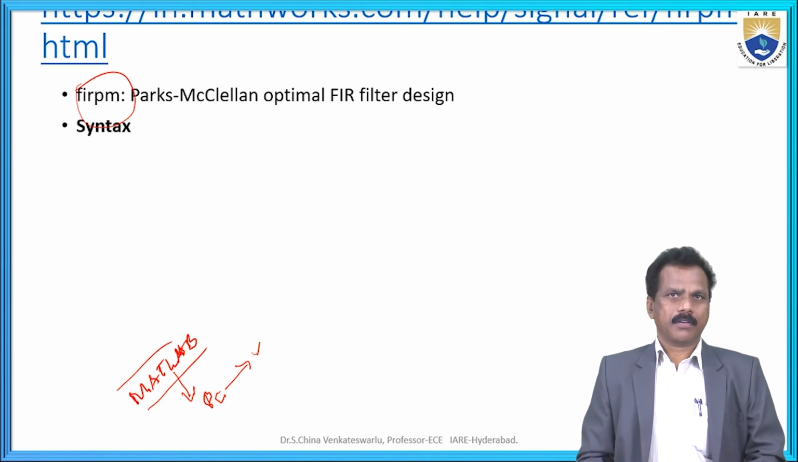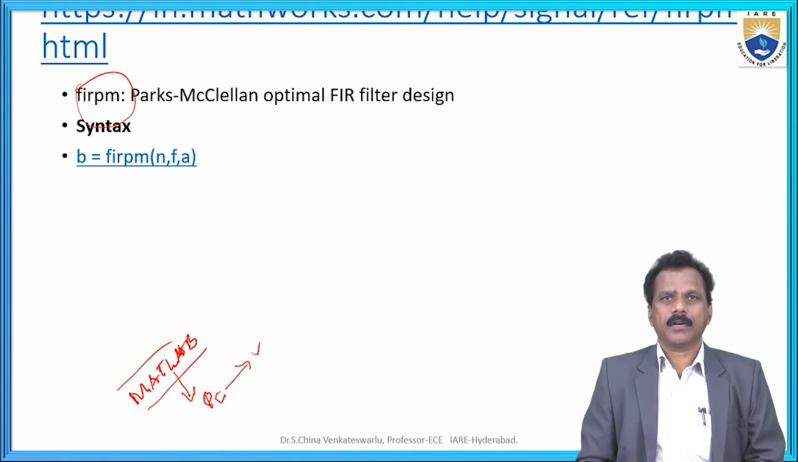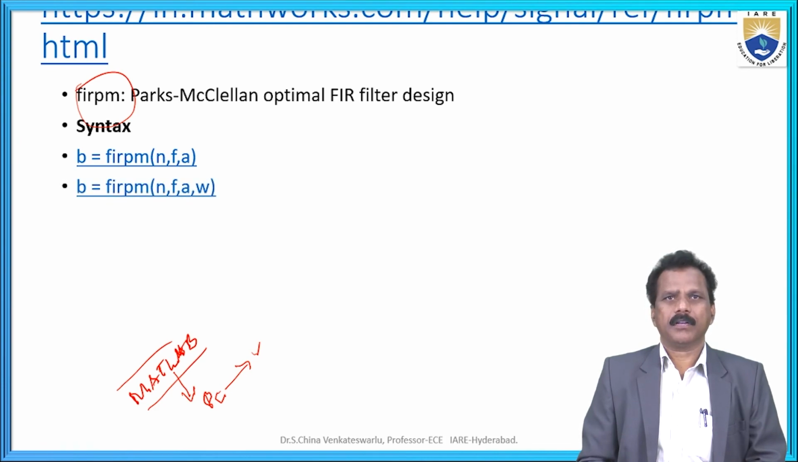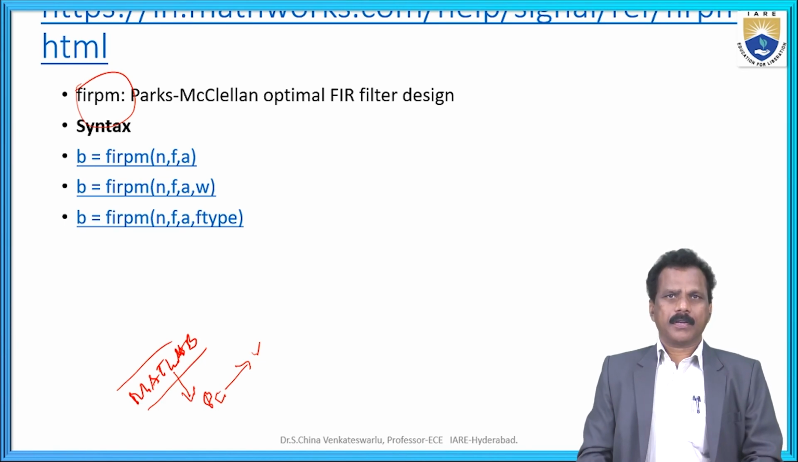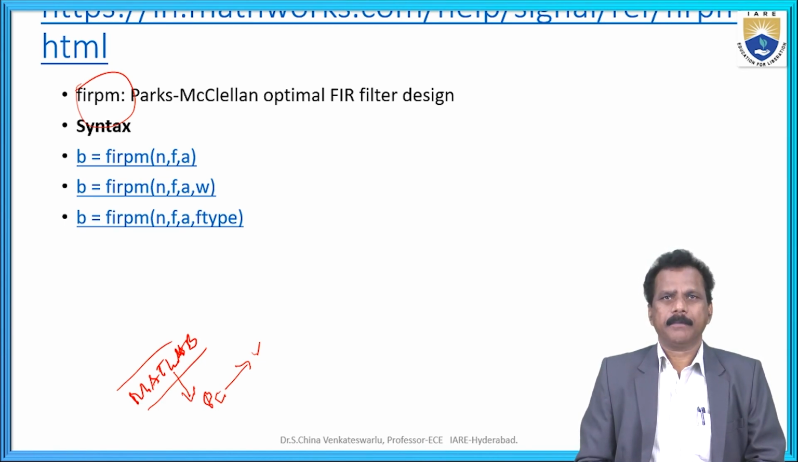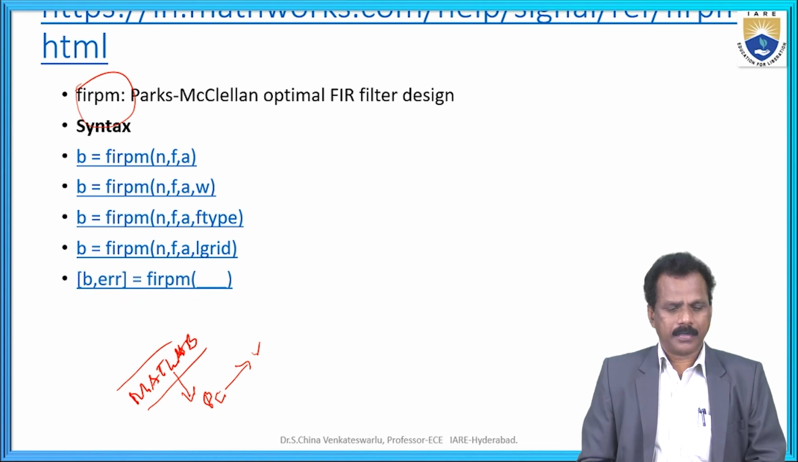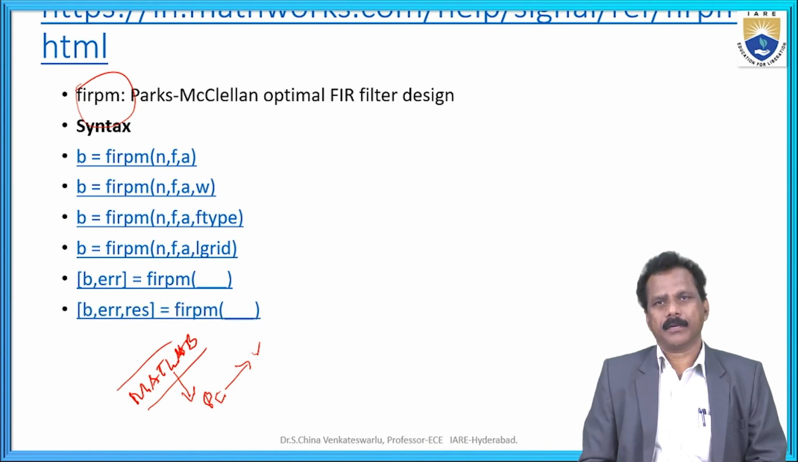The syntax is as follows: b = firpm(n, f, a); b = firpm(n, f, a, w); b = firpm(n, f, a, ftype); and b = firpm(n, f, a, lgrid). And of that, [b, err] = firpm, we should write a piece of code like [b, err] = firpm.